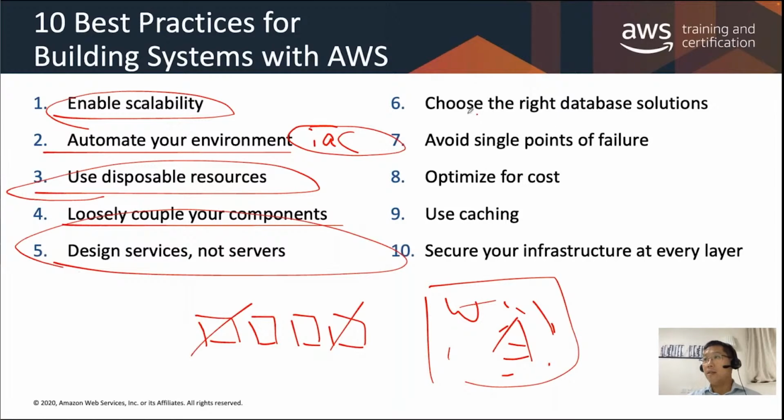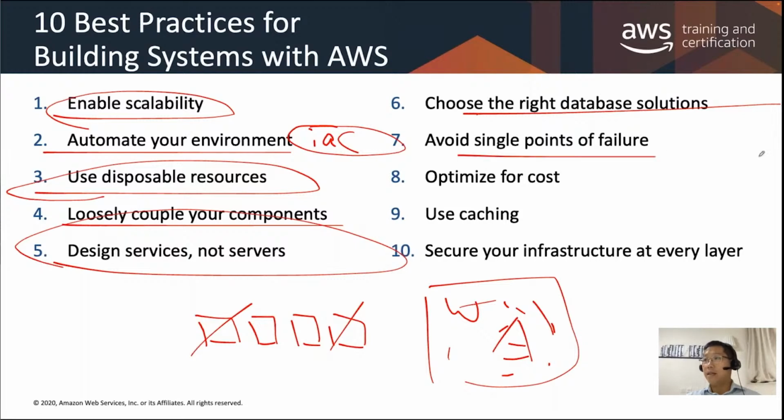All right, and choose the right database. I should say choose the right storage. If those are just objects, then put them in S3. If you need a shared folder, EFS is your choice. And then for relational database, AWS has the RDS. For NoSQL, you may consider DynamoDB, ElastiCache, and the graph database, Neptune, as well. So choose the right database solution. Don't put everything in a single database.